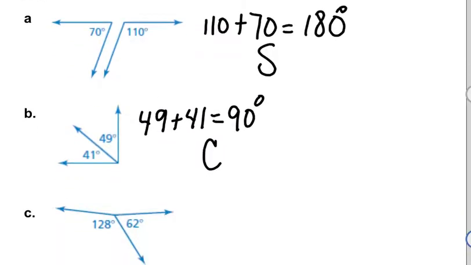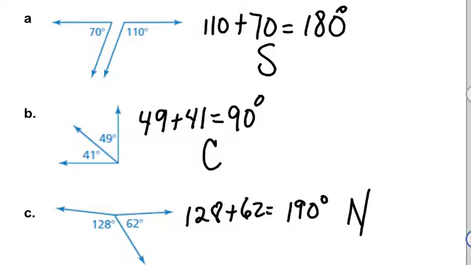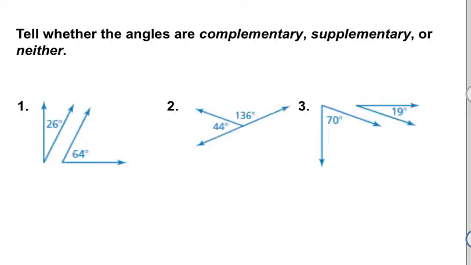What about the last one? Complementary, supplementary, or neither? I have 128 degrees and 62 degrees. 1, 2, 3. Showdown. Better have 3, because that's neither. What's the sum of those angles? 90. It is neither. Okay.